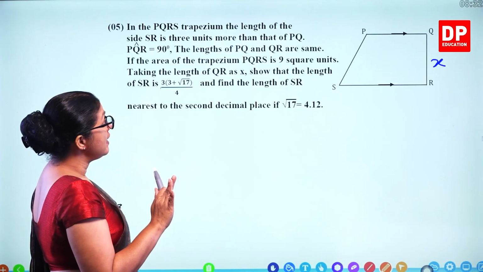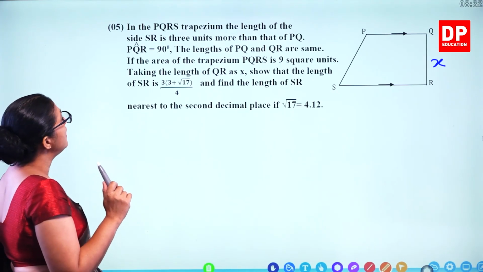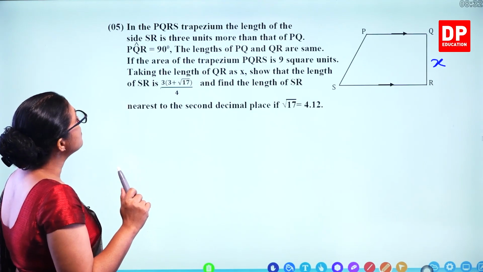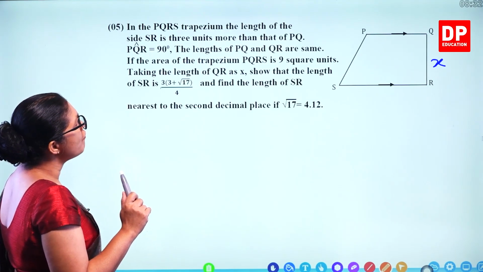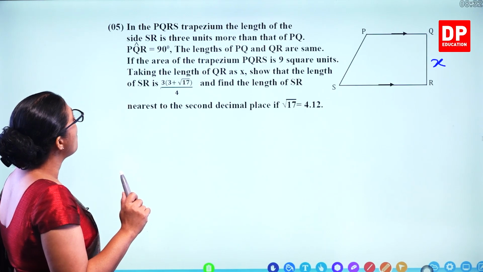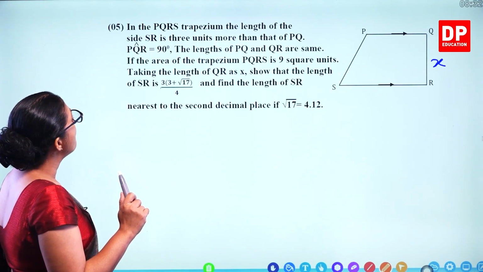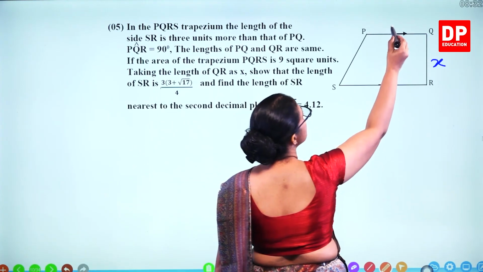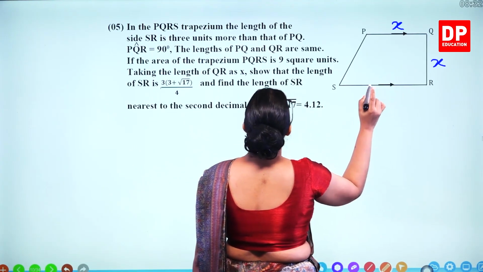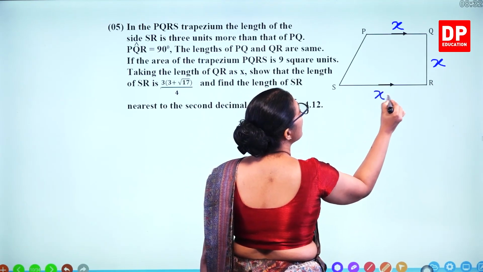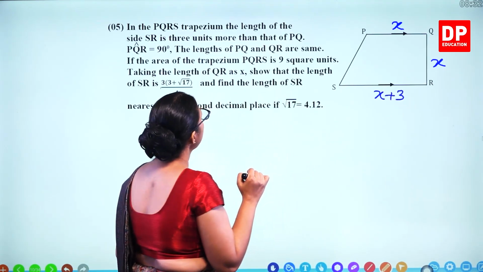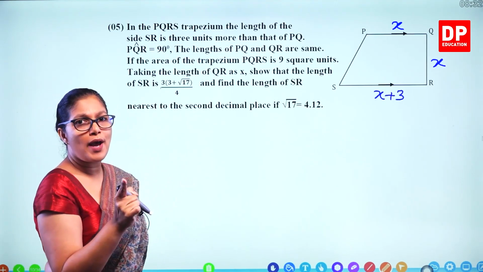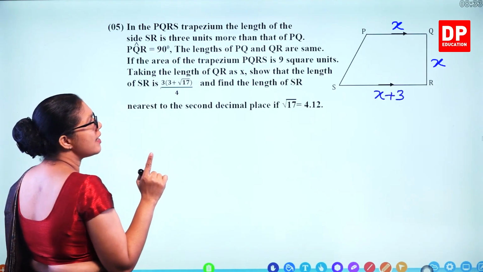You have to read it again and mark the lengths. It says SR length is 3 units more than that of PQ. PQ and QR are the same. So if this is X, this is X, this is 3 units more. You can write X plus 3. And the area of the trapezium is 9 square units. So we can construct an equation.